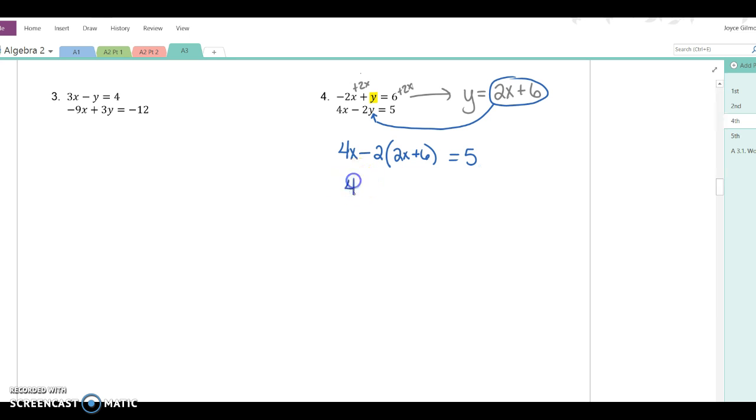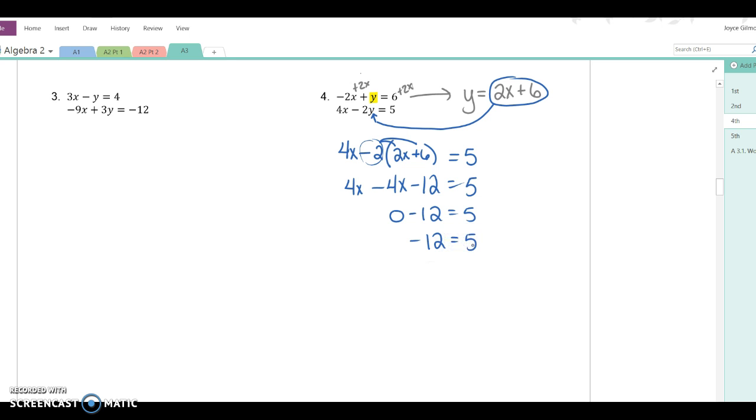When we distribute, do you notice there's a minus in front of that 2? Attach that negative to the 2 when you distribute. So this would be negative 4x minus 12 equals 5. When we combine like terms, what happens? The 4x minus 4x, that'd be 0. So we're left with negative 12 equals 5.